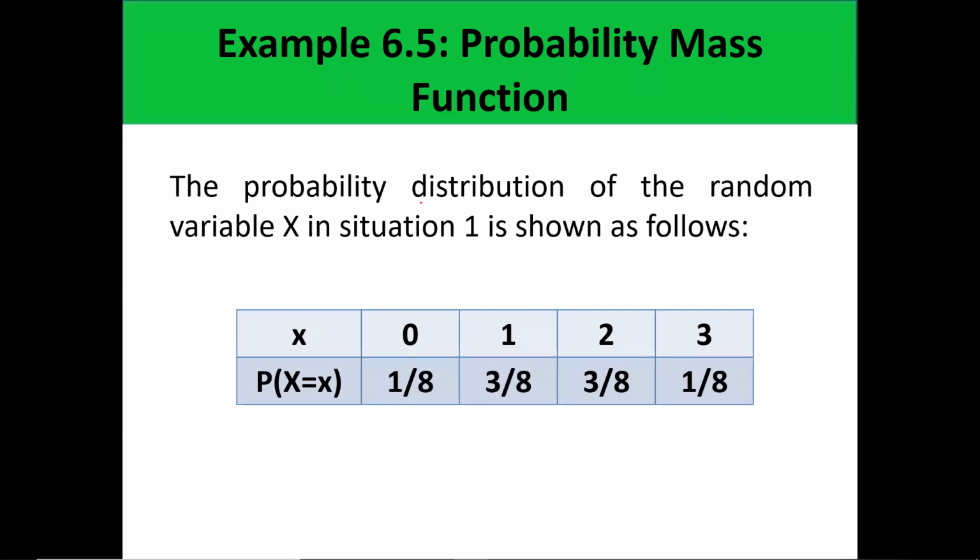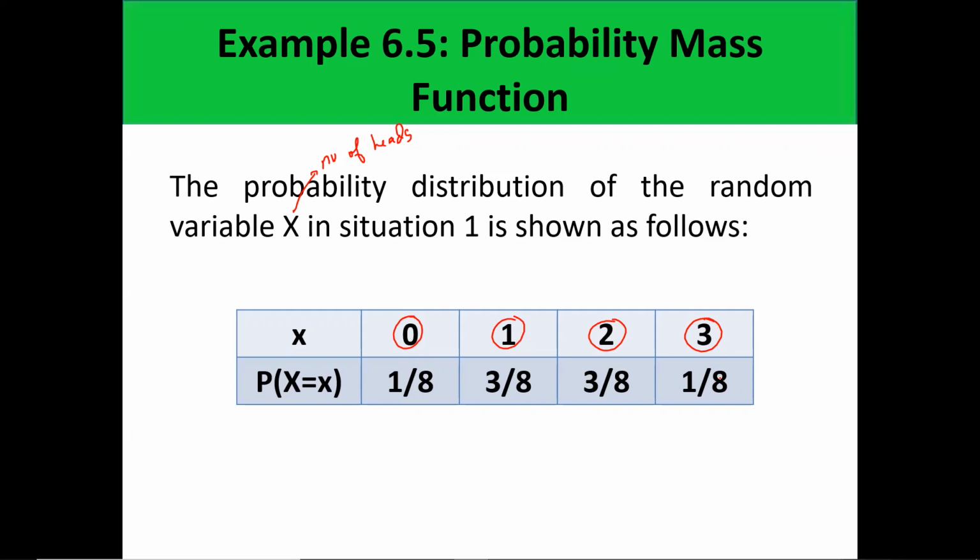So let us consider again the experiment in situation number 1. In situation number 1, the experiment is tossing of 3 coins, and the random variable x is defined as the number of heads. If we're going to toss 3 coins, the possible values of x would be 0, 1, 2, and 3. So x equals 0 means that there are no heads in the outcome. X equals 1, there's exactly 1 head in the outcome. X equals 2 means that there are exactly 2 heads in the outcome. And x equals 3 means that there are exactly 3 heads in the outcome.